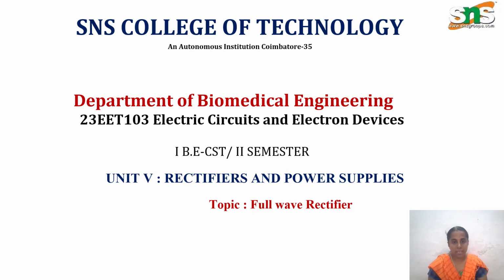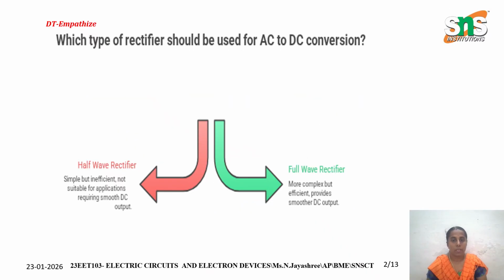So I'm going to take Electric Circuits and Electron Devices. The topic is full wave rectifiers. Let us see what we mean by a full wave rectifier. Which type of rectifier should be used for AC to DC conversion? There are two types of rectifier, as we already saw, the half wave rectifier. Now we are going to see the full wave rectifier. When compared to the half wave rectifier, the full wave rectifier is more complex but efficient, and provides smoother DC output.